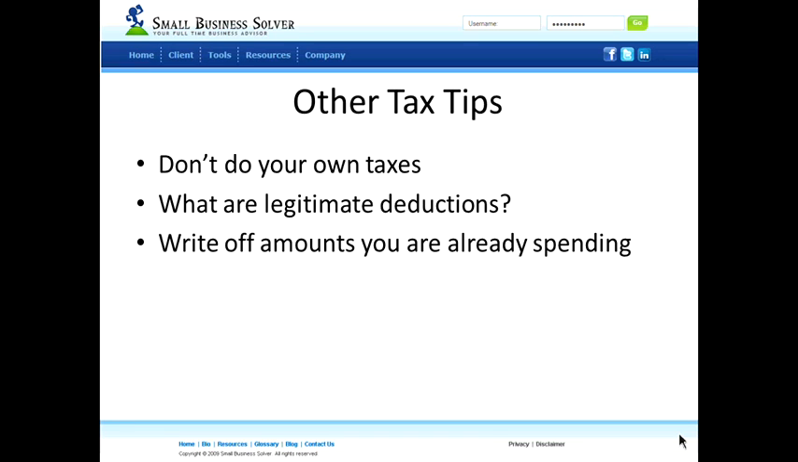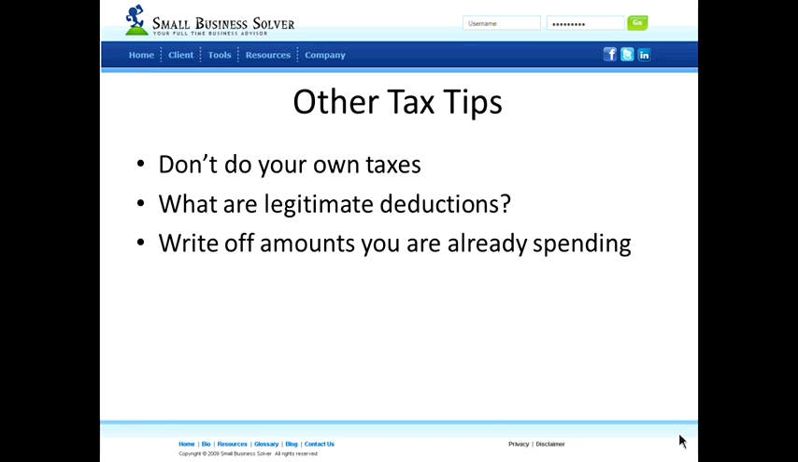Some tips on taxes. Don't do your own taxes. Many people are too conservative when they do their own taxes. The thinking is if they don't take all the deductions they are entitled to, the tax authorities will leave them alone. Unfortunately, it doesn't work that way. In the meantime, you pay more tax than you might otherwise need to.